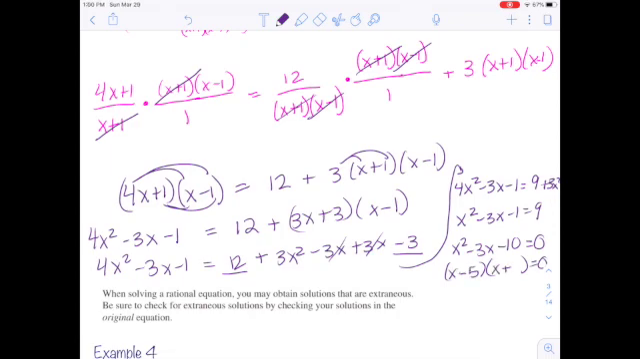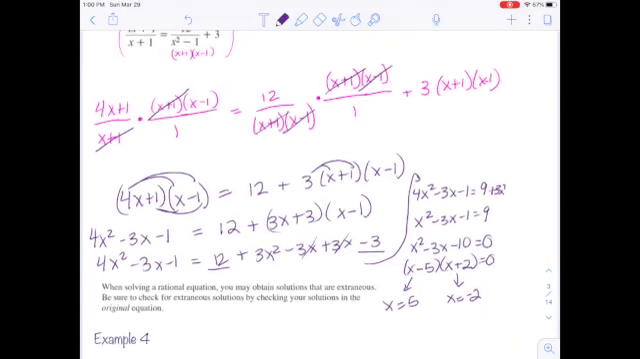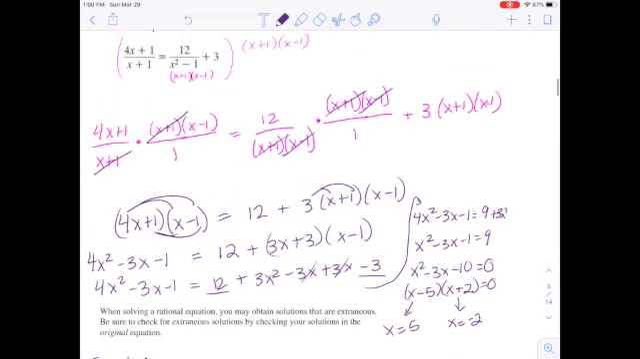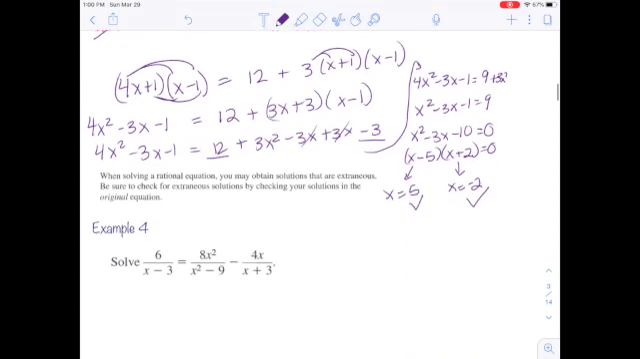Factored, you get x minus 5 and x plus 2. And so your solutions here are 5 and negative 2. And do a double check. Plop them into your calculator. Make sure that it works out in the beginning of the equation in both of them. All right.